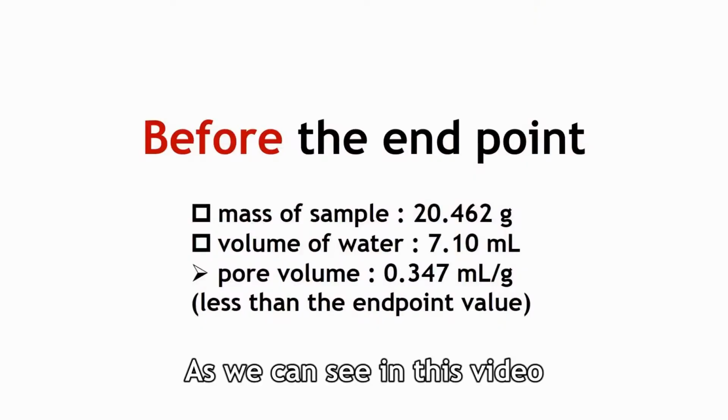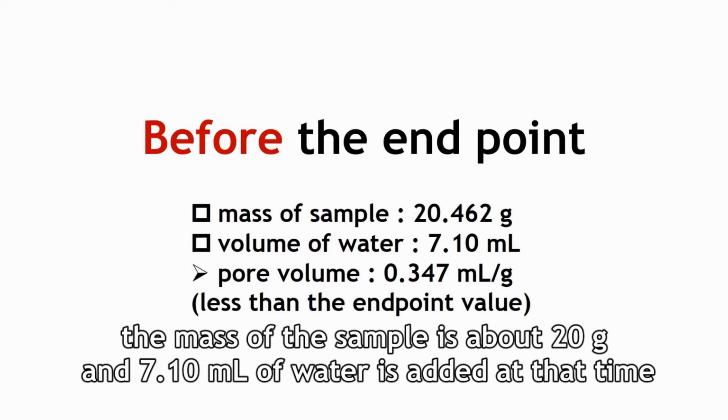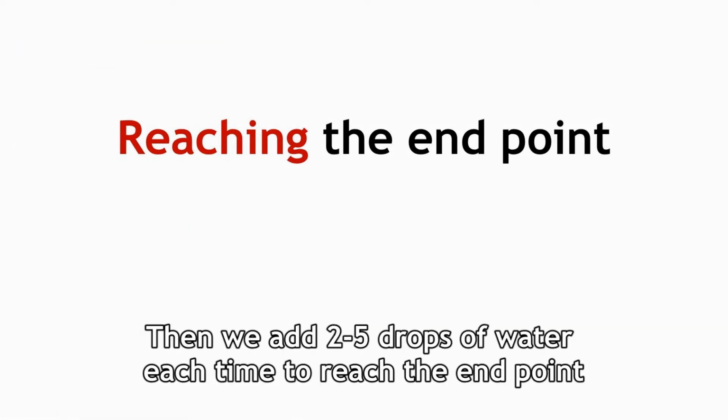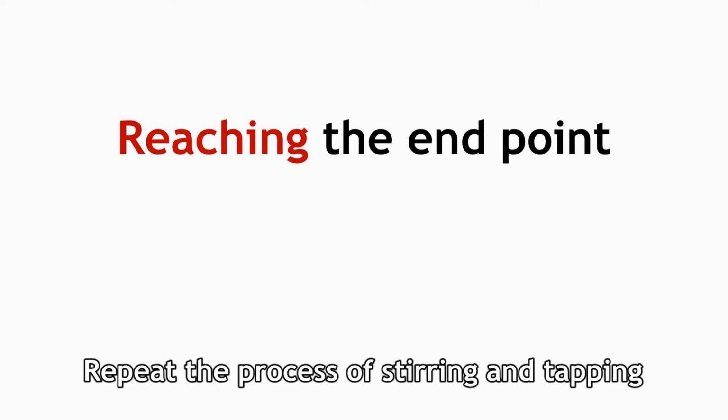As we can see in this video, the mass of the sample is about 20 grams, and 7.10 ml water is added at that time. So the calculated pore volume is 0.347 ml per gram, which is less than the endpoint value. Then we add 2 to 5 drops of water each time to reach the end point.